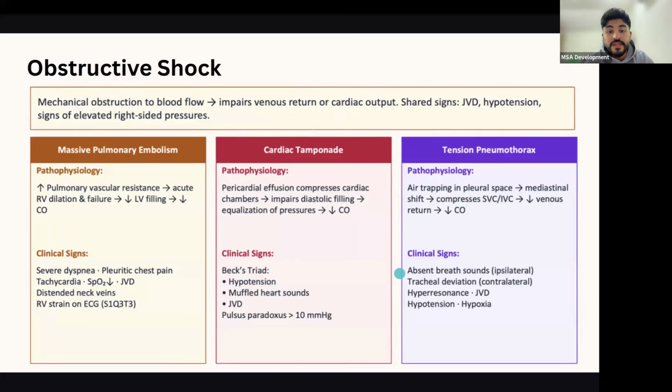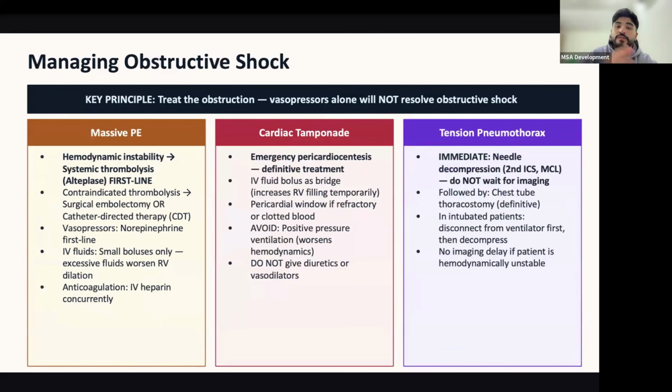Why do you need to know the clinical signs? Because you need to be able to identify the scenarios when they're presented to you in the questions. How do we manage? So for every disease, we need to fix the obstruction. You need to clear out the obstruction. Giving a vasopressor alone will not resolve your obstructive shock. So what do we do?